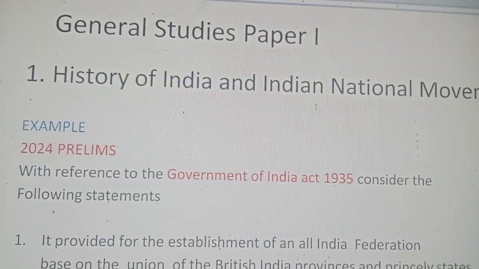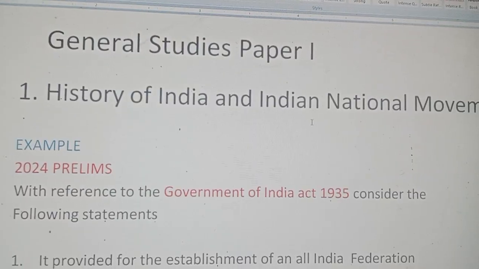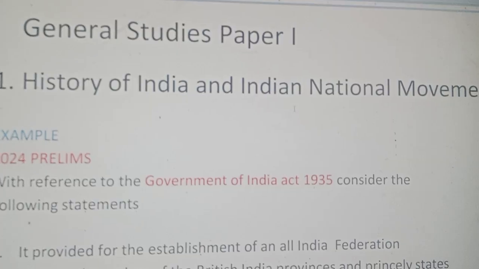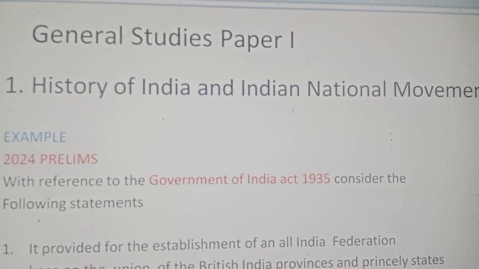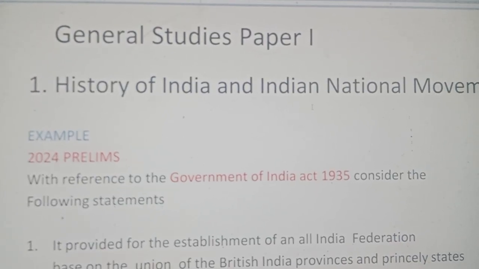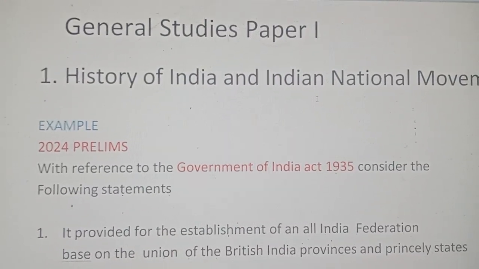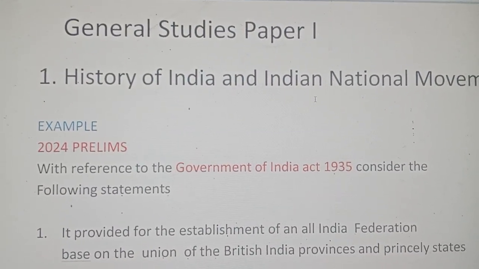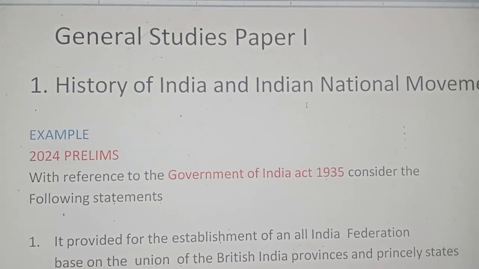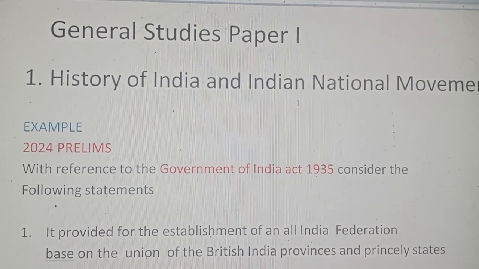This is an example of a syllabus-based question. The history of India and the Indian national movement is the most important topic in the IAS preliminary examinations. You have to focus fully on this subject. You can answer ten or more questions. It is a major topic in General Studies Paper 1.